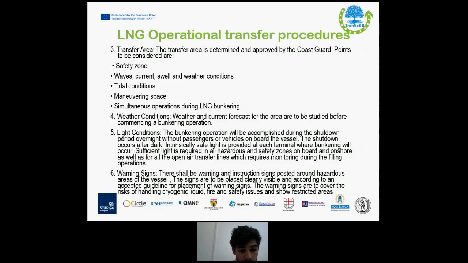Finally, we have the warning signs, where there shall be warning and instruction signs posted around hazardous areas of the vessel. The signs are to be placed clearly visible and according to an accepted guideline for placement of warning signs. The warning signs are to cover the risk of handling cryogenic liquid, fire, and safety issues, and show restricted areas.